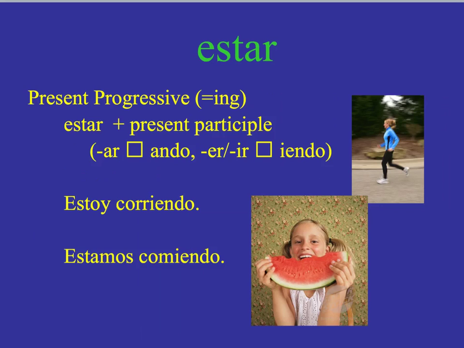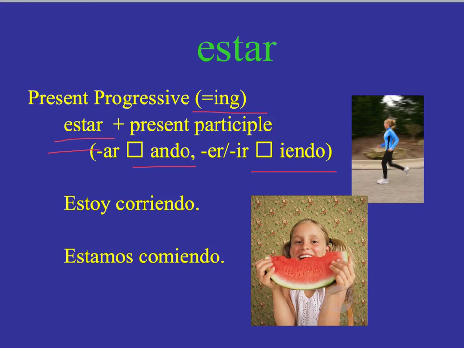Estar is also used to describe the present progressive. Present progressive is essentially equivalent to ing in English. You start with the different forms of estar to say who is doing the action. Then you use the present participle. Easy to form a present participle. You just add ando to AR verbs and yendo to ER and IR verbs.